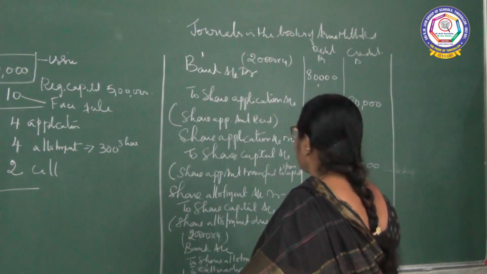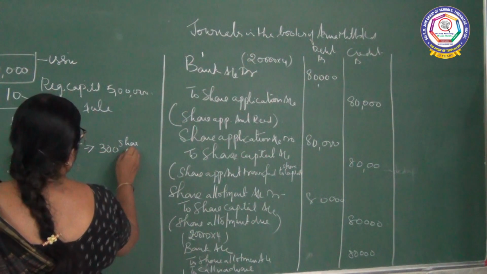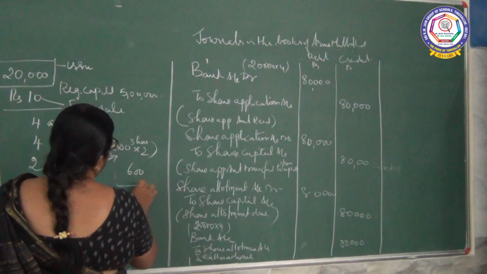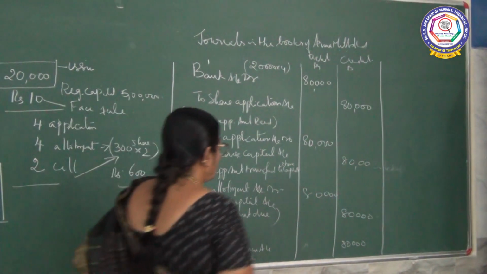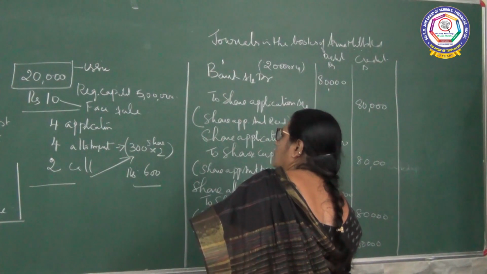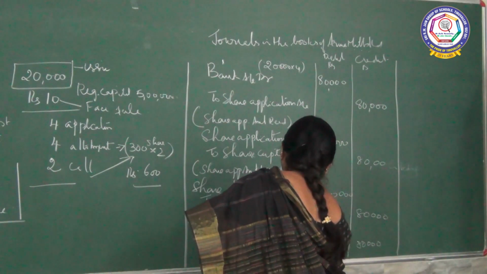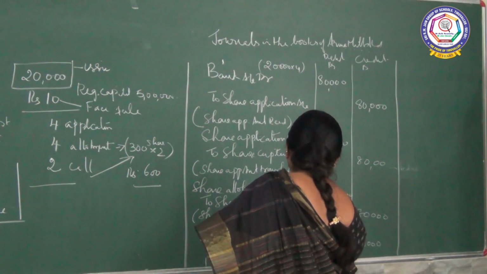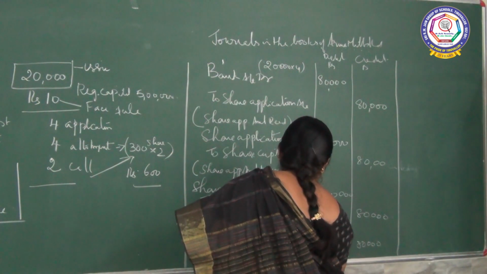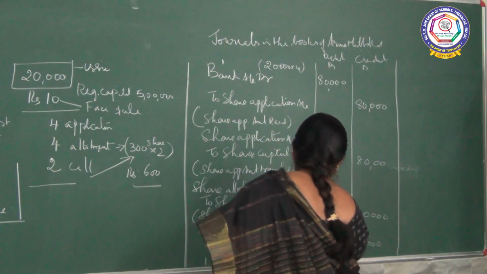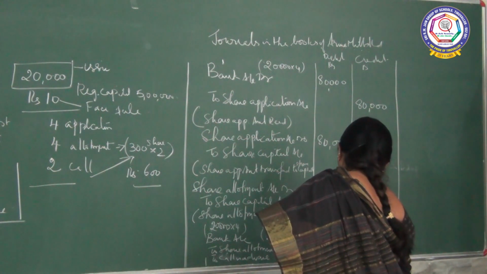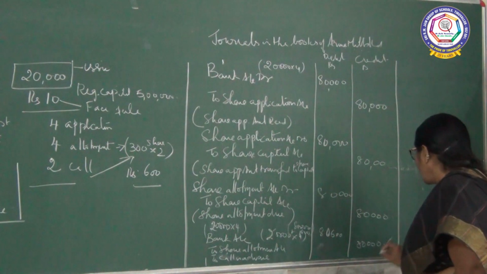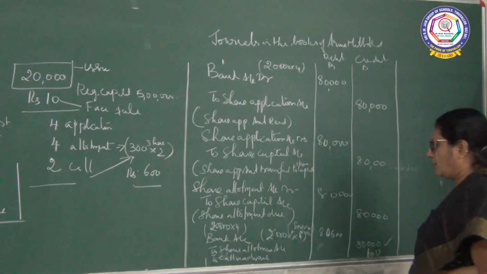In addition to that, how much is going? He is going to pay his call amount. So 300 into 2 rupees. So he is going to pay in advance. So 600 rupees is going more into his account. So here you have 20,000 shares, isn't it? So 20,000 shares into rupees, actually 4. So 80,000 plus 600 is going into the bank, right? So 80,600 is going into the bank. 80,600. So 80,000 towards your allotment, 600 towards your call money.